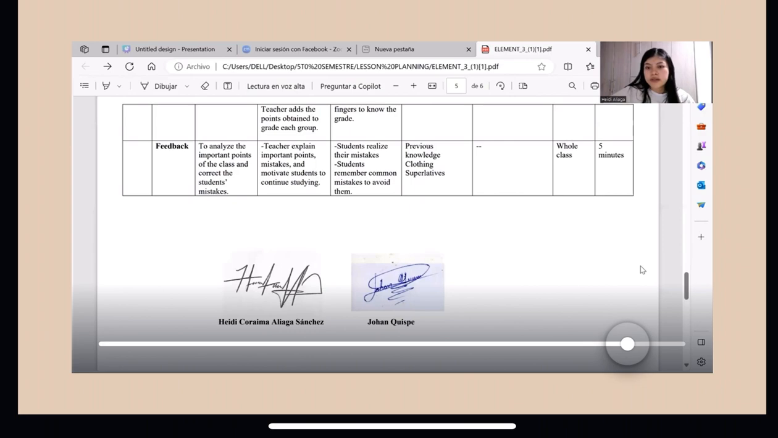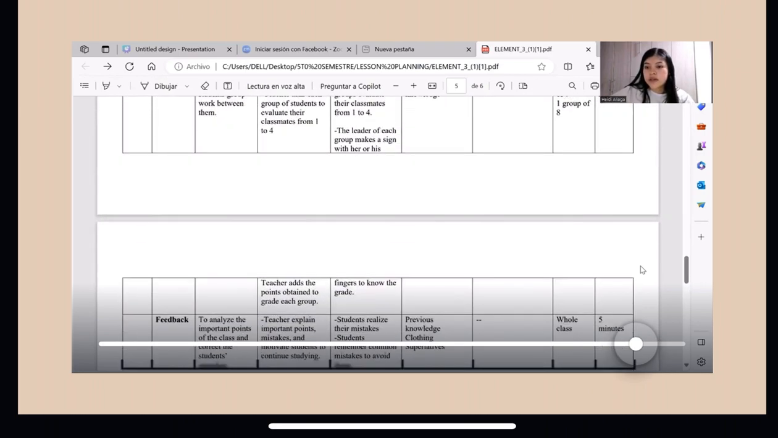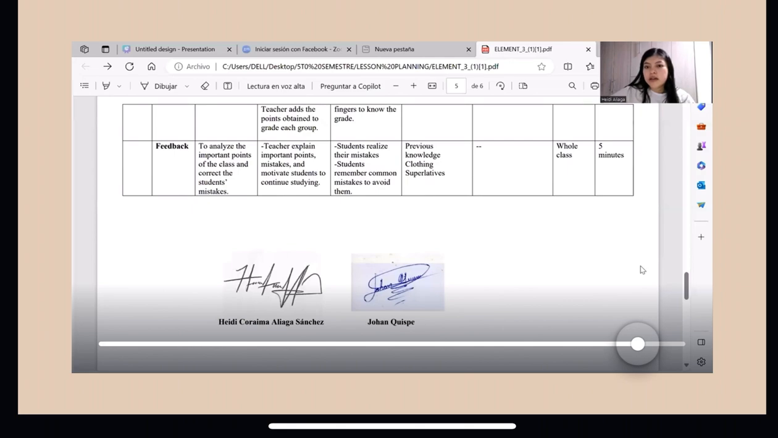We don't need materials, just the voice of the teacher and the students' concentration. Then this is with the whole class, and we don't spend a lot of time on this part, because it is a conversation, and sometimes the students get bored with those. So 5 minutes is good for this activity.